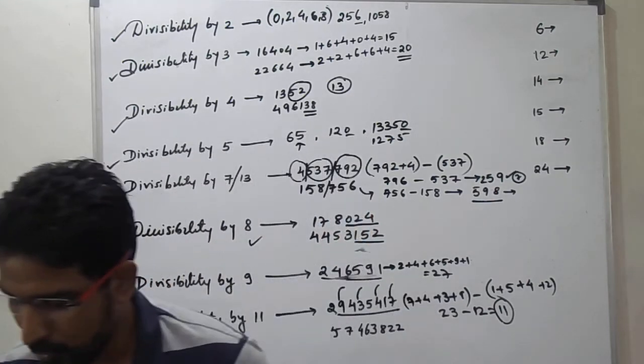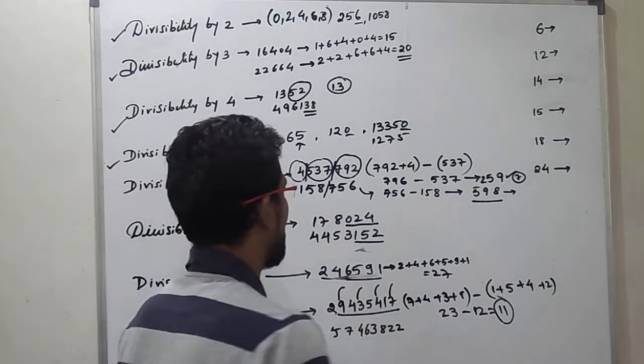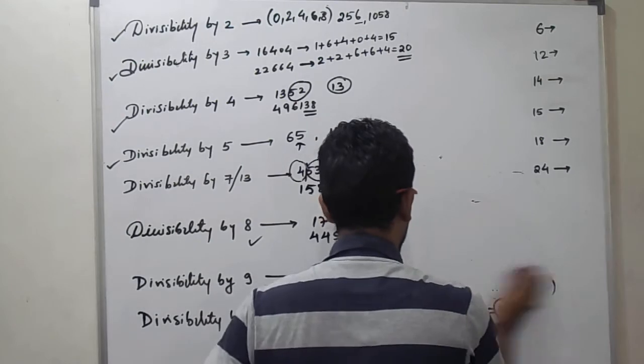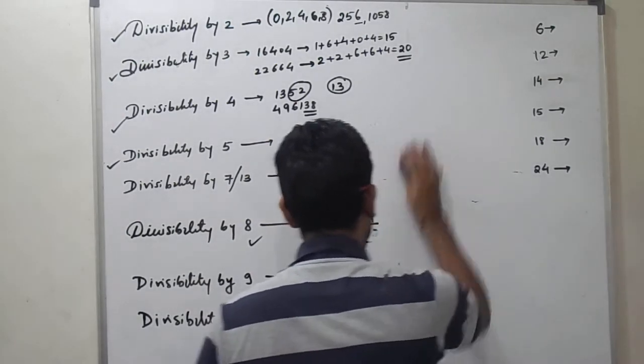So now if you want to check the divisibility by other numbers like 10, we'll see how to check the divisibility by 10. So that's very easy.